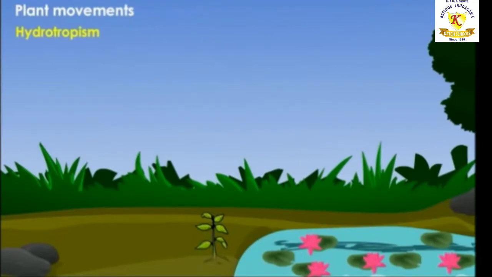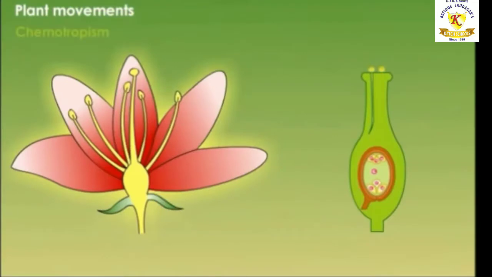Hydrotropism. The roots of plants grow towards the source of water. This is known as hydrotropism. Roots are positively hydrotropic, as you can observe here. Chemotropism. The movement due to chemical stimulus is known as chemotropism. For example, the pollen tube grows towards the ovules.